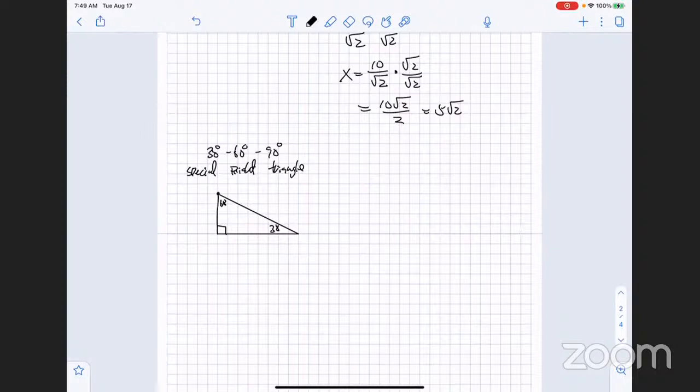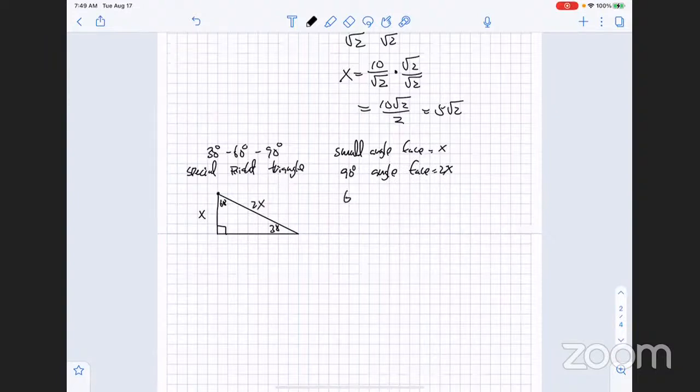Now remember, the small angle faces x, the smallest side. So we're going to call this x. The 90 degree angle, which is the biggest angle in here, is going to face 2x. So this side is 2x. And the 60 degree angle is going to face somewhere in between. Well, what's between 1 and 2? It's actually square root 3. So it faces x square root 3. Therefore, it's going to be x square root 3.